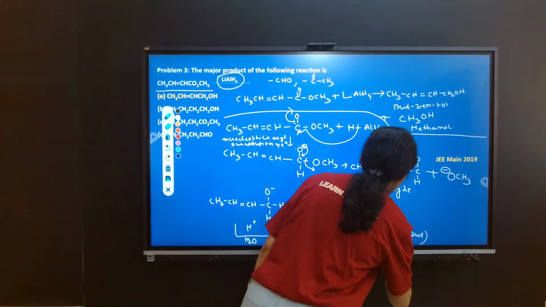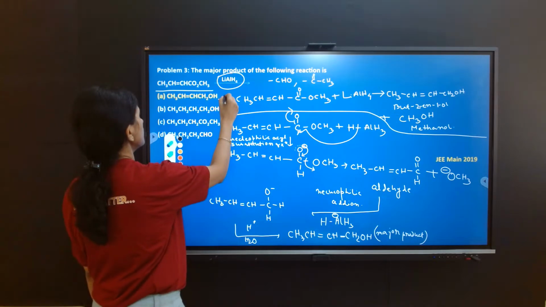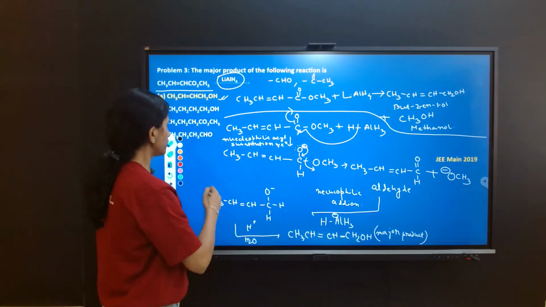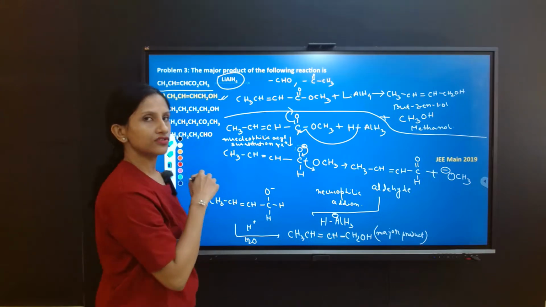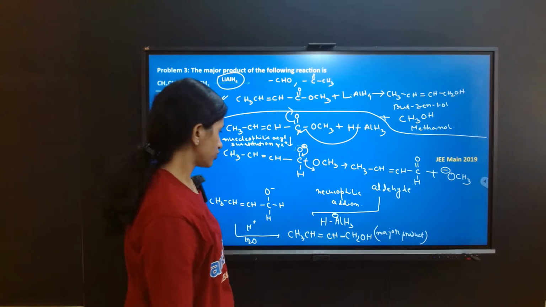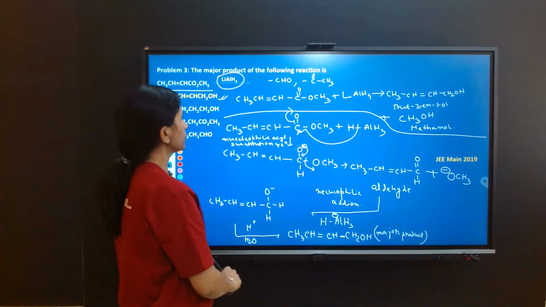So if you check the options, you will get to see that option A is the correct option. So the major product of the following reaction is CH3CH double bond CH CH2OH. Right? I hope you have understood.